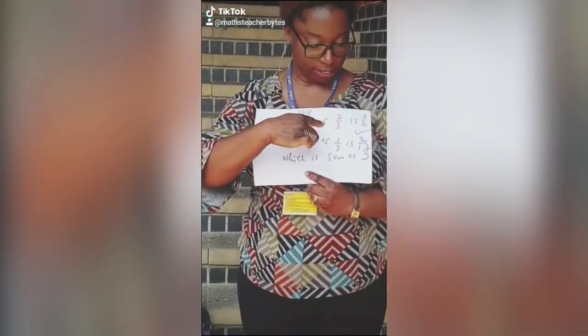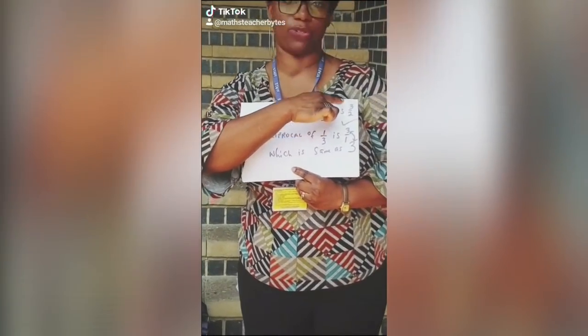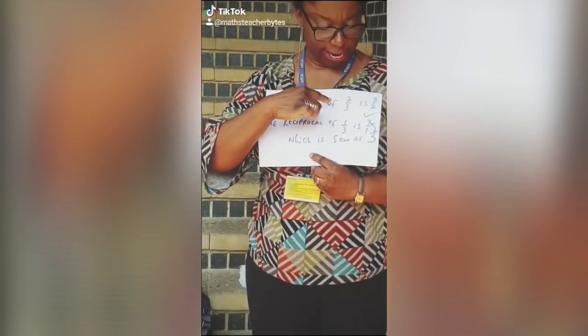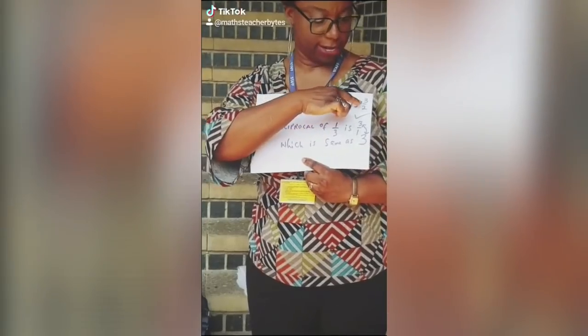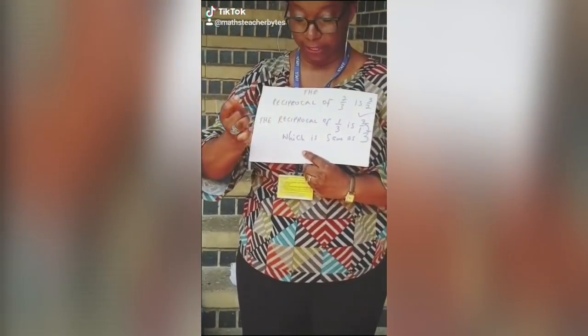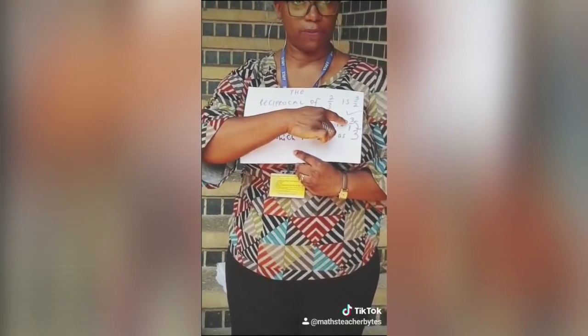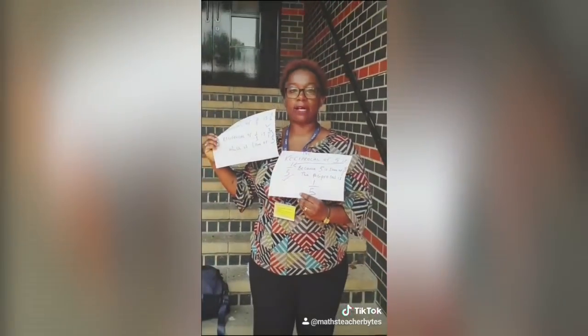Number upside down, what you get is the reciprocal. So the reciprocal of 2 over 3 is 3 over 2, because when you turn it upside down, you're going to get 3 over 2. That is the reciprocal. The reciprocal of 1 over 3 is 3 over 1, which is the same thing as 3. Turn a number upside down. What you get is the reciprocal.